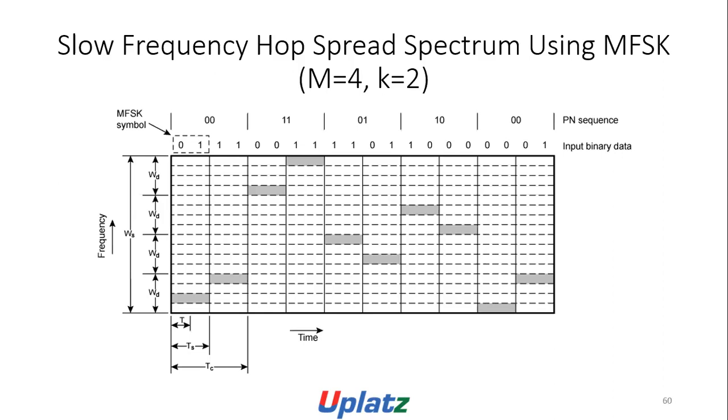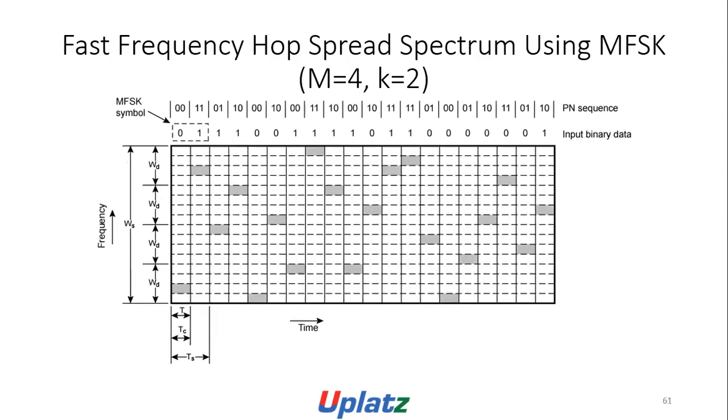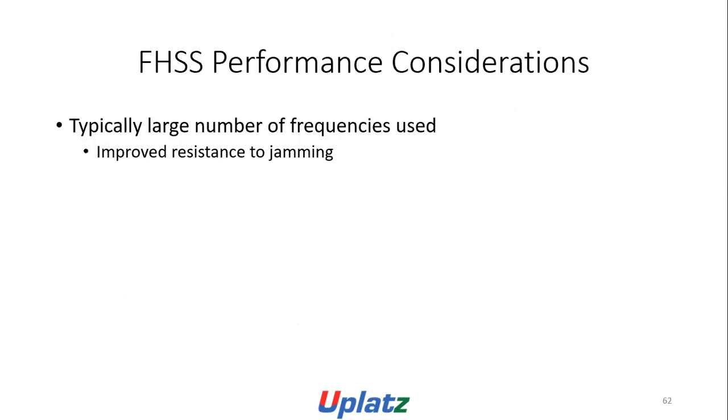Slow frequency hop spread spectrum using MFSK, with M equal to 4 and k equal to 2, is shown in the figure, with the PN sequence and the binary data. The y-axis is the frequency and the x-axis is the time. For the different input sequences given in the figure, the frequency hop spread spectrum using MFSK is shown.